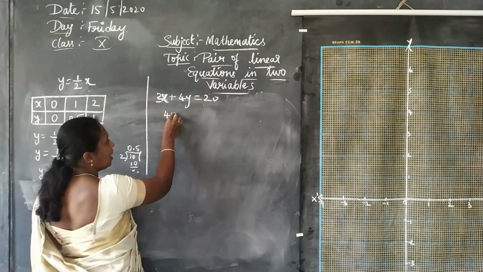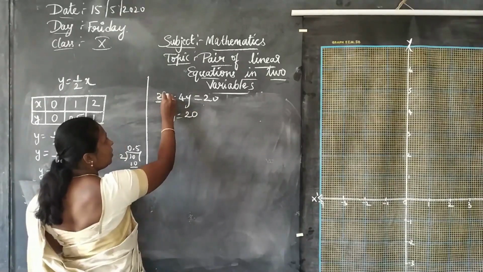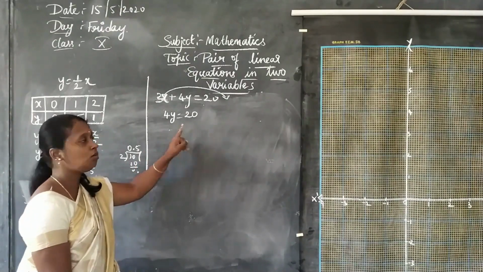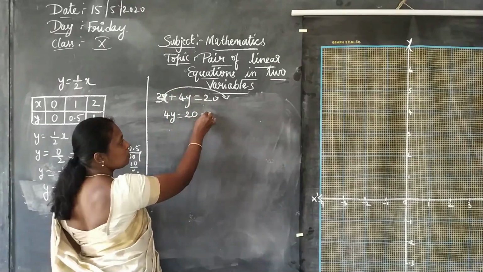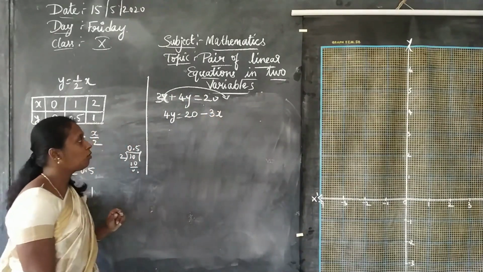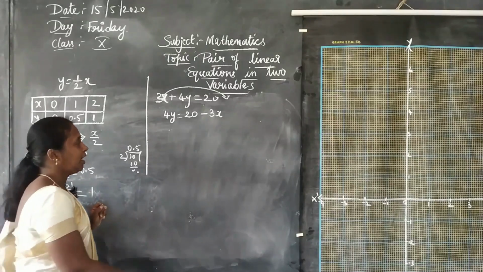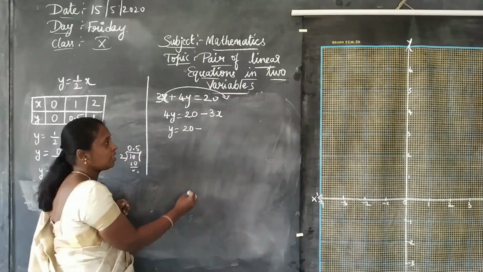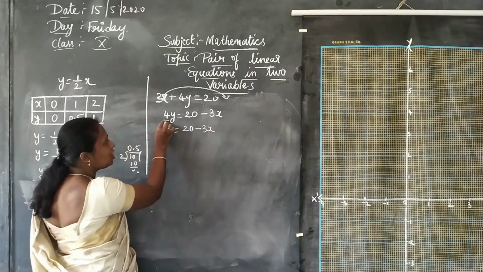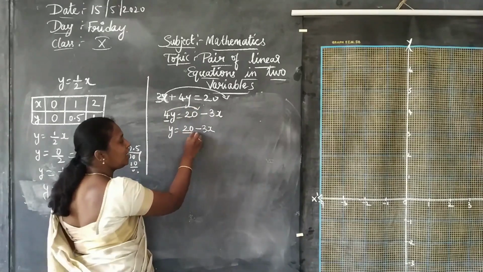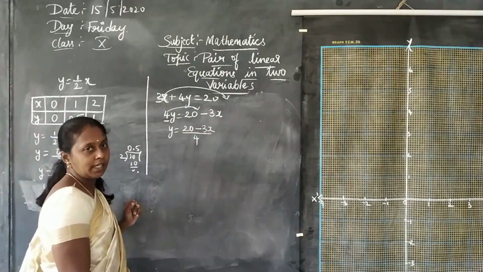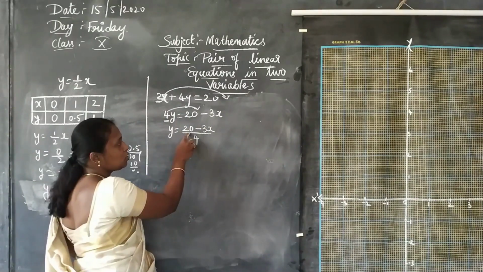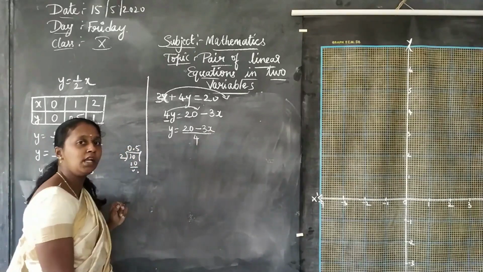4y is equal to 20 plus 3x. You transfer 3x to the right hand side, so it will be minus 3x. 4y is equal to 20 minus 3x. Now, what happens to this 4? If you transfer this 4 to the right hand side, it comes as the denominator. So y is equal to (20 minus 3x) divided by 4.